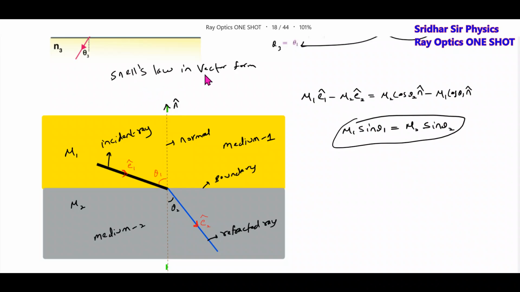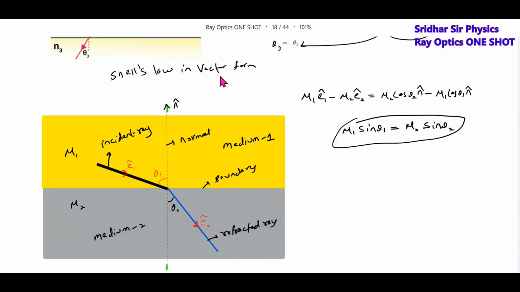Next one, we have Snell's law in the vector form. There's a boundary. There's a refractive index of medium mu1, and a refractive index mu2. There's a normal. The incident ray makes an angle theta 1 with the normal. Theta 2 is the angle of refraction. E1 cap is the unit vector directed along the incident ray. E2 cap is the unit vector directed along the refracted ray.